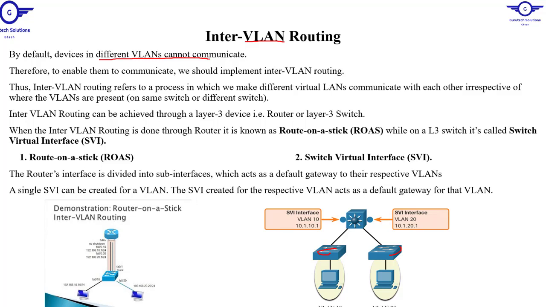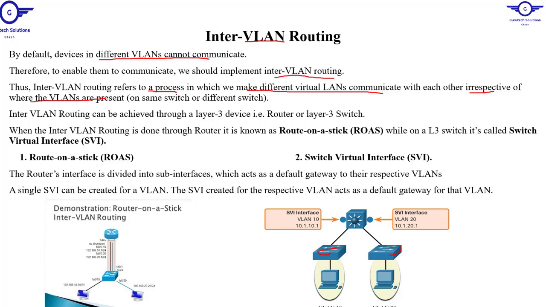So in every network we'll have different VLANs, and we will need some VLANs to communicate, and we will restrict some VLANs. For us to enable VLANs to communicate, we will have to do what is called inter-VLAN routing. So to enable them to communicate, we should implement inter-VLAN routing. Inter-VLAN routing refers to a process in which we make different VLANs, virtual LANs, communicate with each other irrespective of where the VLANs are present.